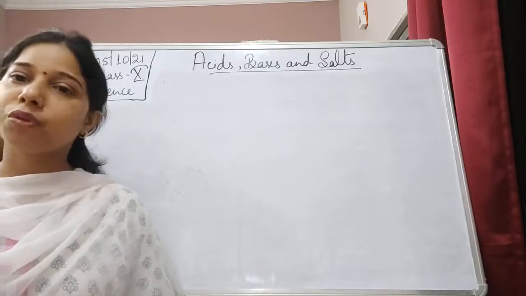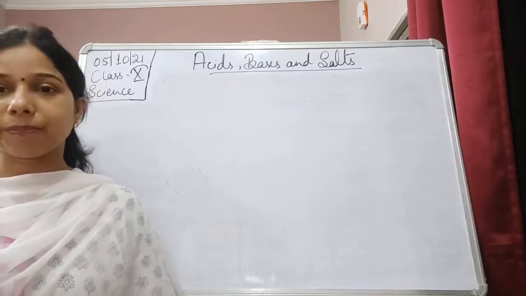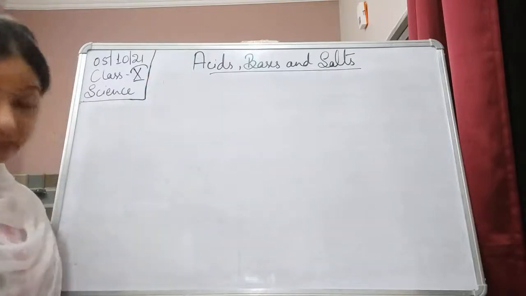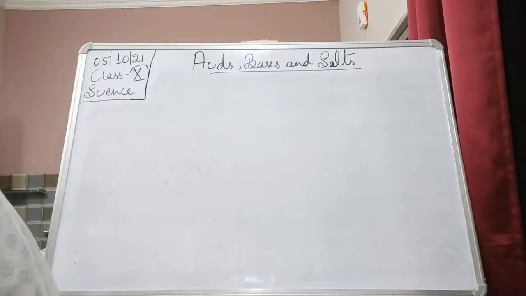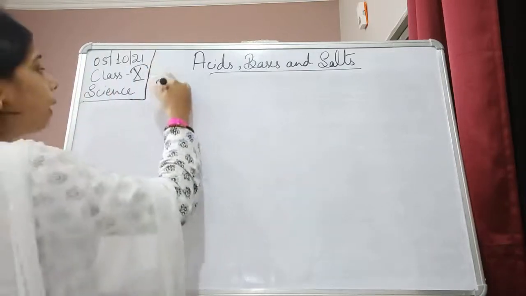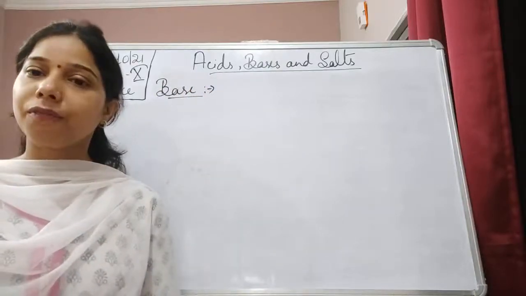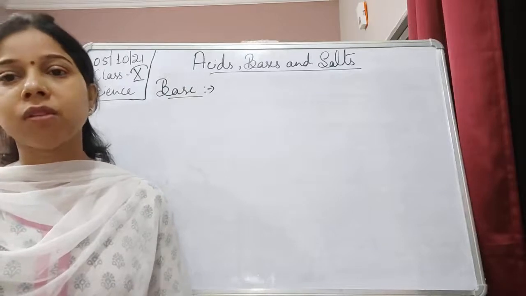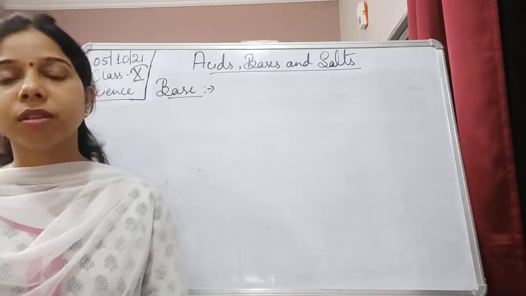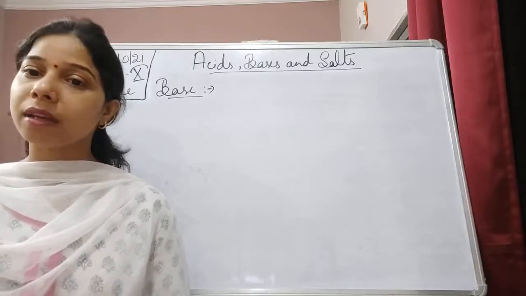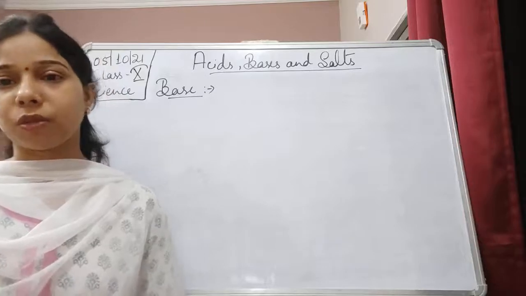Now today we are going to start with the bases. So let us start with the bases and try to understand the properties of the bases. Before we go further, we must know what a base is. According to the Arrhenius definition, any substance which dissolves in water, gets dissociated and produces hydroxide ions, we call a base. The more hydroxide ions, the more basic the solution.